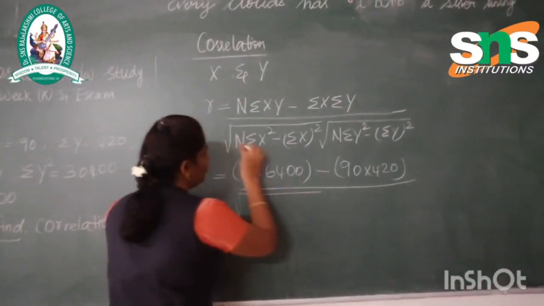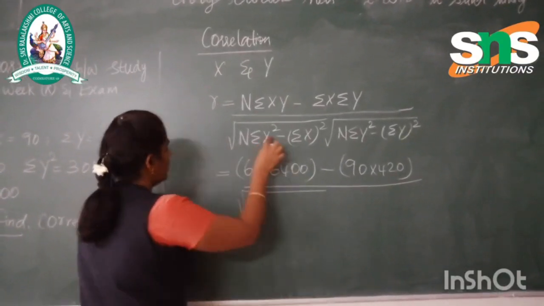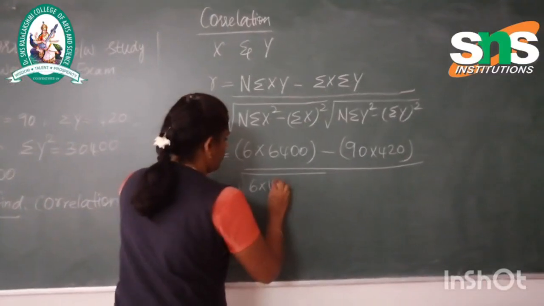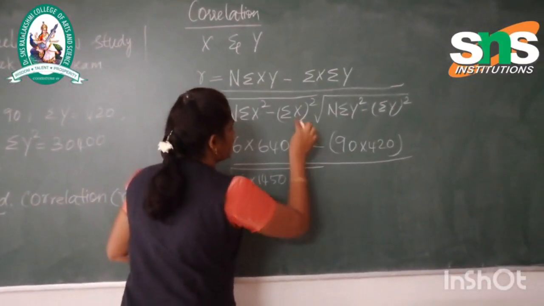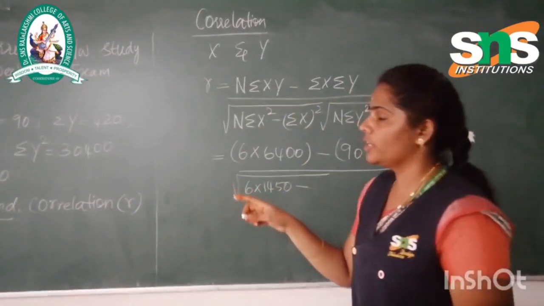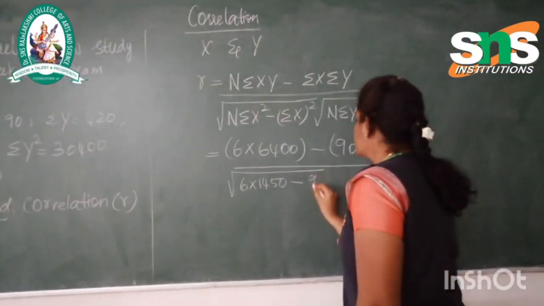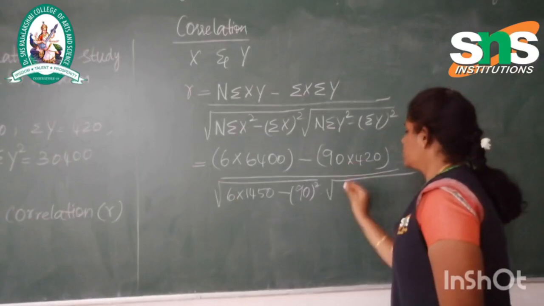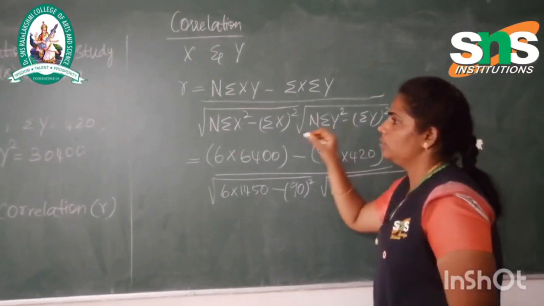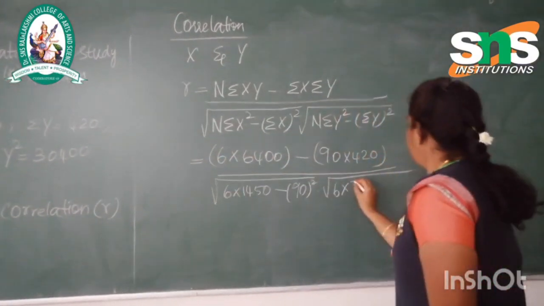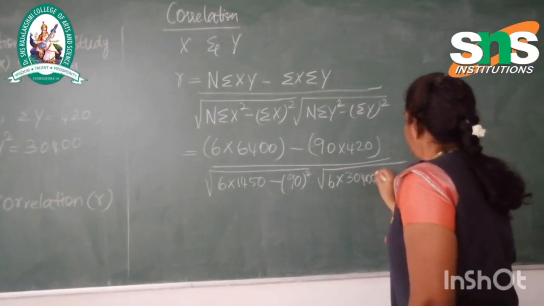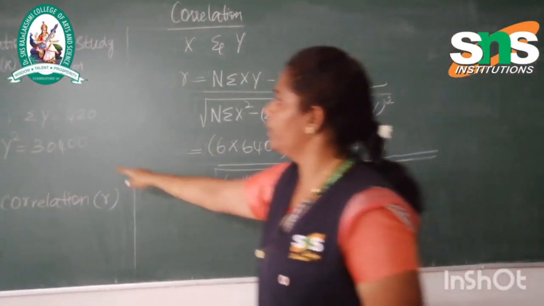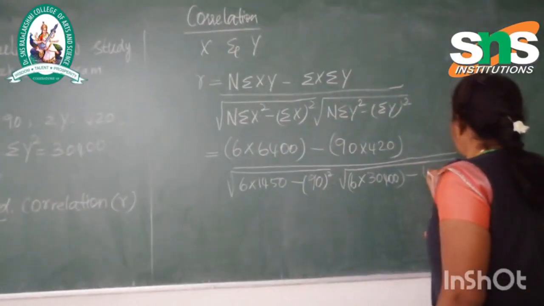So the square root of n, which is 6, into summation x square, which is 1450, minus summation x the whole square, which means the sum of x should be squared, so 90 square. Then n summation y square: 6 into summation y square, which is 30,400, minus summation y the whole square. Summation y is 420, so 420 square.